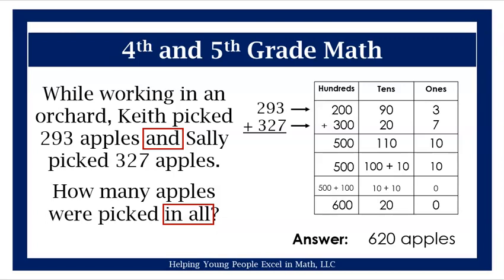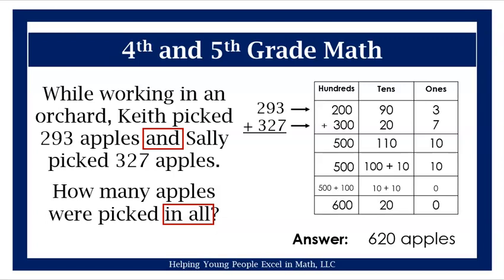Also, we have 100 in the tens place. 500 plus 100 is equal to 600. So we have 600 in the hundreds place, 20 in the tens place, 0 in the ones place. And our final answer is 620 apples.